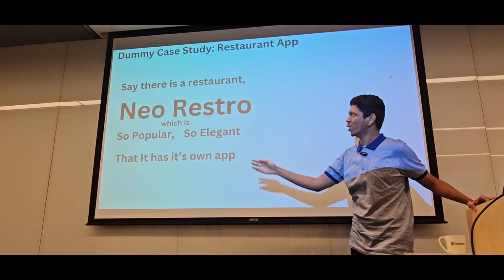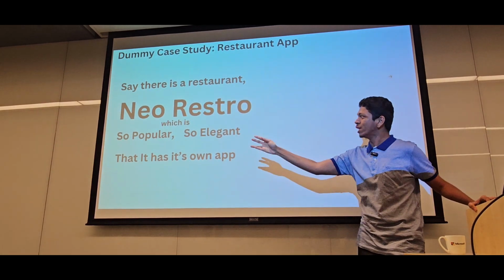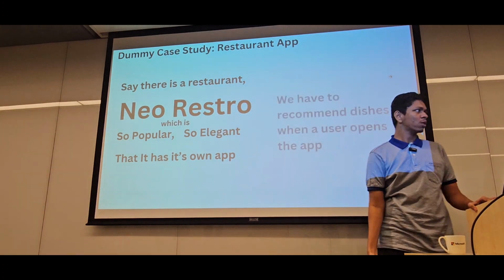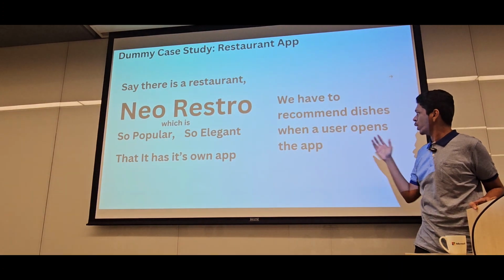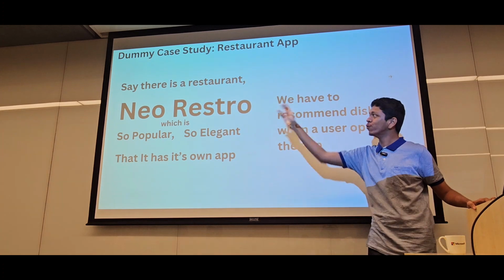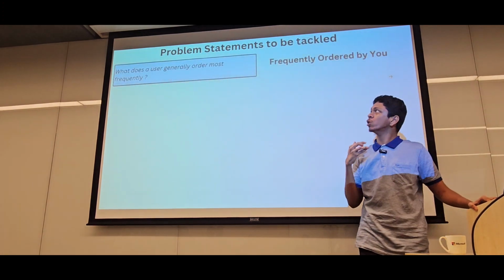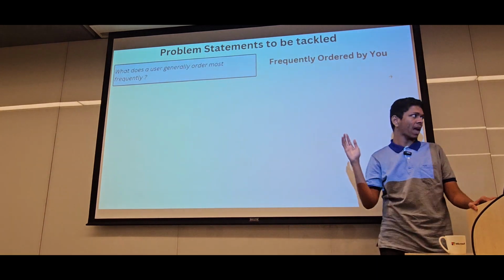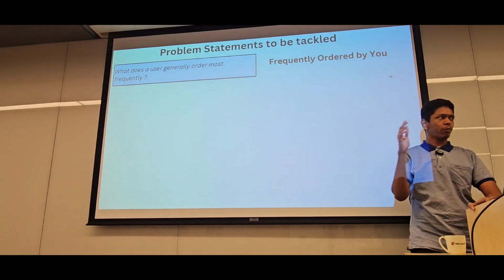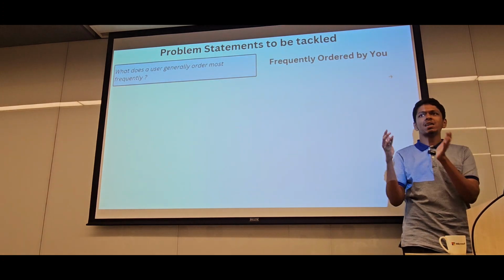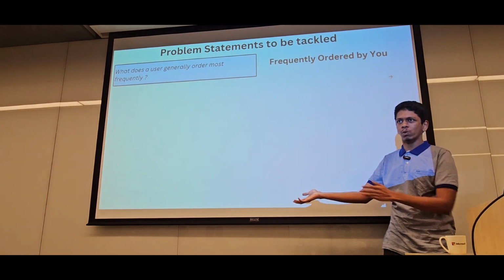Say there is a restaurant, Neo4j, which is so elegant, so popular that it has its own app, and we have to recommend the dishes when a user opens the app of Neo4j. So let's take a look at some of the problem statements to be tackled. First is, what does a user generally order? You might also see it mentioned as frequently ordered by you.